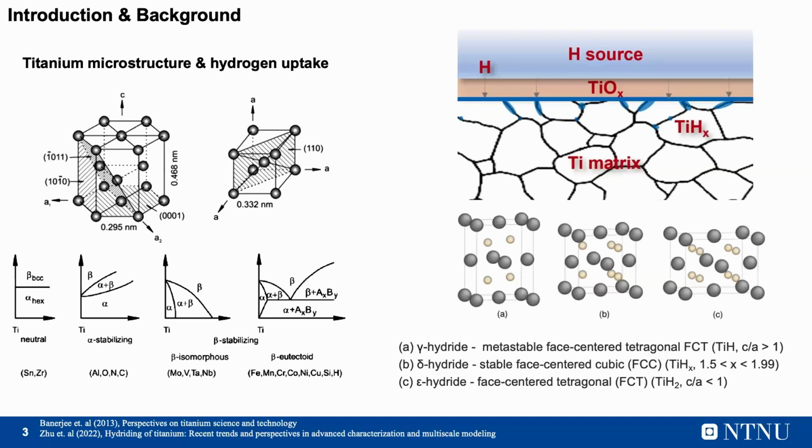However, these titanium alloys are also susceptible to hydrogen embrittlement. And you can see in this figure, once the hydrogen diffuses into the matrix, it can form hydrides, which have a brittle structure. They can be in the gamma hydride, delta, or epsilon hydride form, depending on the local concentration of the hydrogen.